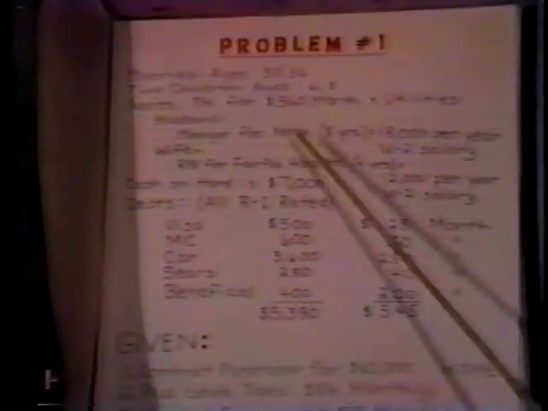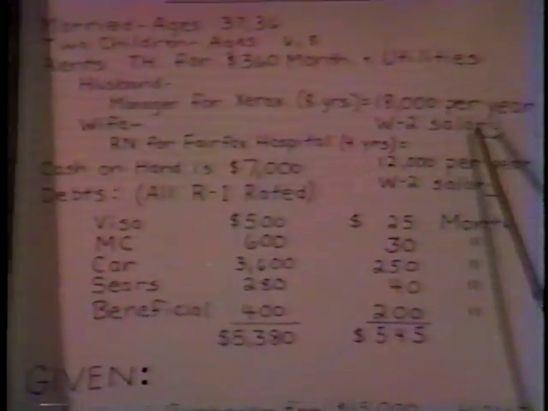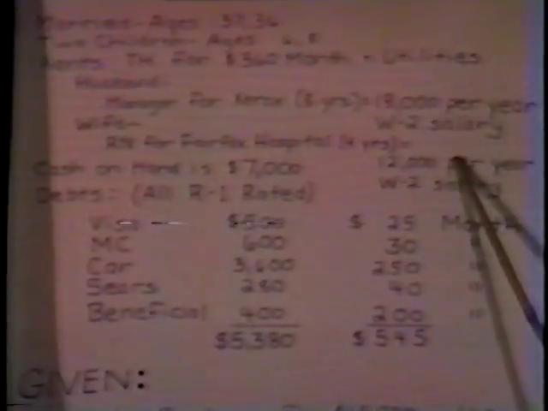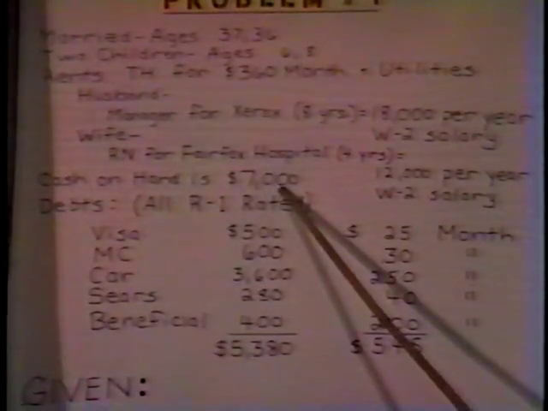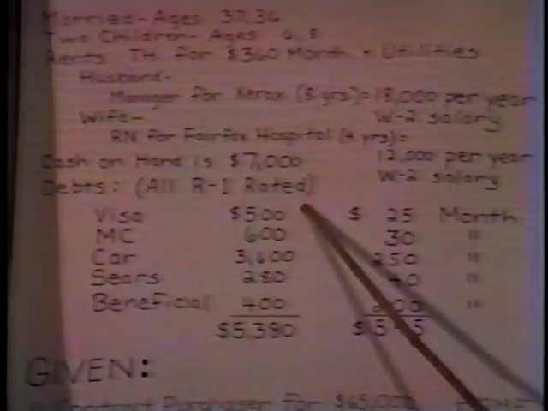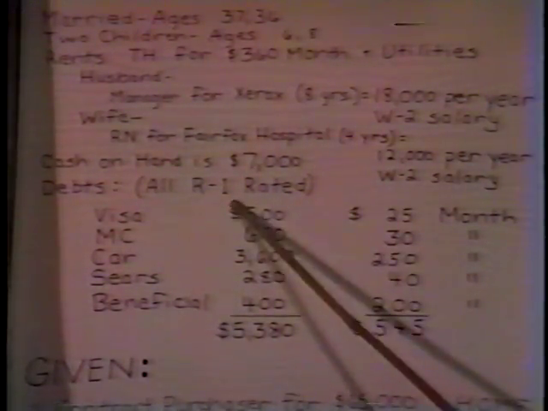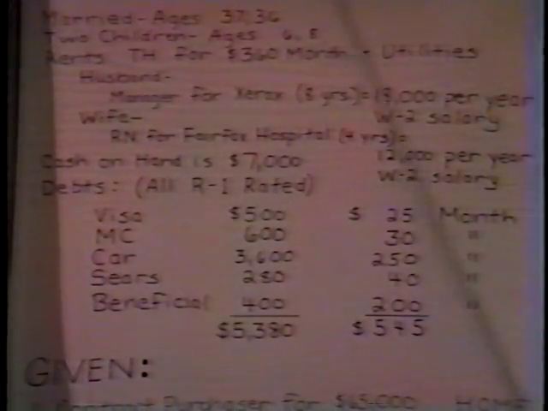Rent's not important, is it? He makes $18,000 a year. She makes $12,000 a year, W-2. That'll become important later, W-2 salary. Notice the debt. He has, first of all, cash, he has $7,000, and then his debts. See where it says Visa $500? Write total due on top of that. On top of the Visa thing. So on top of the 500. And it's $25 a month.